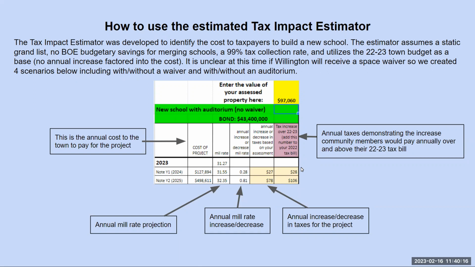If you have questions, please email the SBC at sbc@wellingtonct.org and share any feedback. If you have questions, you may also call the Town Office building to receive support with this tax impact estimator.